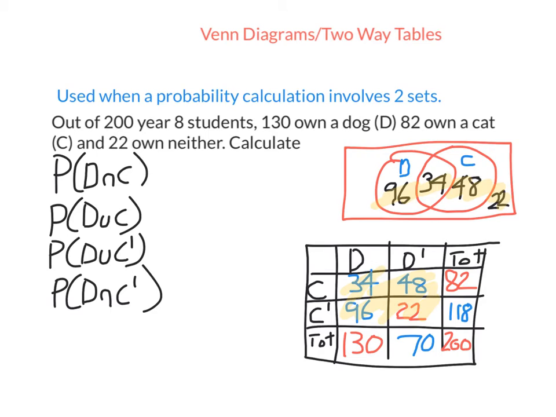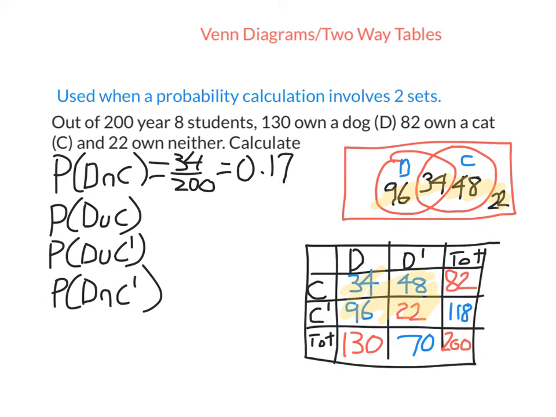Now when I go to calculate each of these probabilities, it'll be so much easier. So the first one's saying probability of D and C. Probability someone owns a dog and a cat. Well, whether we use the Venn diagram or two-way table, we can see there are 34 who own both out of 200 in total. Once again, whether you write as a fraction or a decimal doesn't matter.